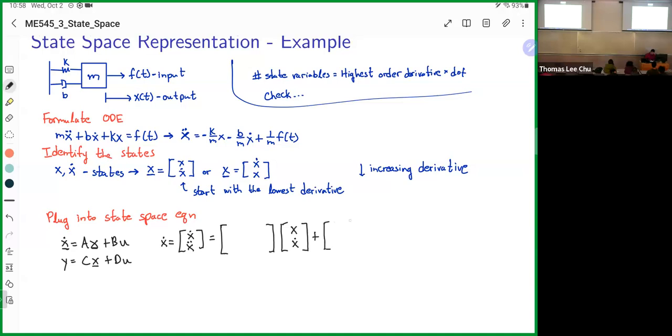Our B matrix is, for a SISO system, a column vector multiplied by our input, U, which is, in this case, f of t. If you look at this matrix form here now, it's basically just 2 linear equations stacked on top of each other. We'll start with the second row, x double dot, because we have that equation here.